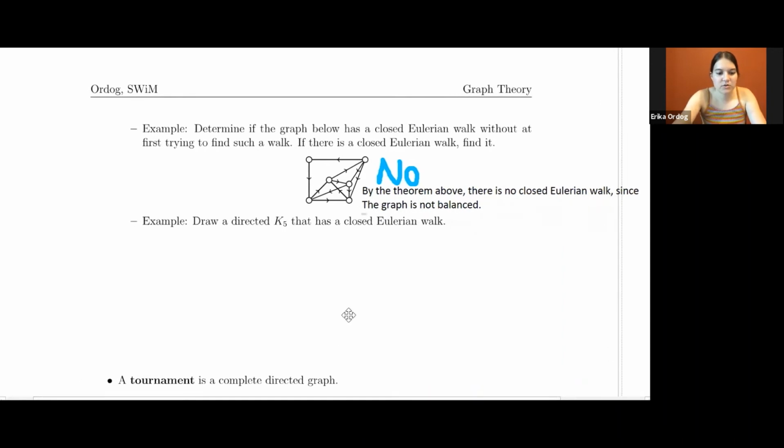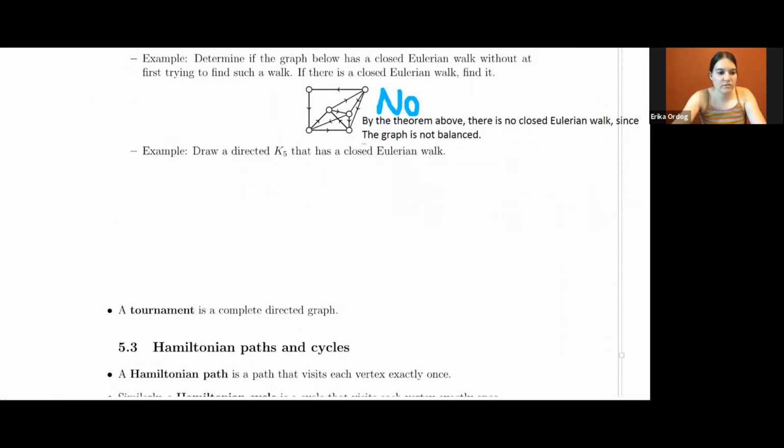So now I want you to draw a directed K5. Remember, this is the complete graph on K vertices, or on 5 vertices, sorry. So we have 5 vertices and they're all adjacent to each other. And we want it to be directed. So you want to draw in arrows on all of those edges. But we want it to have a closed Eulerian walk. So think about that for a while and see if you can come up with one.